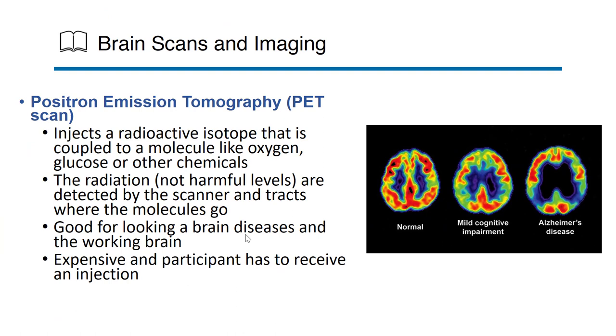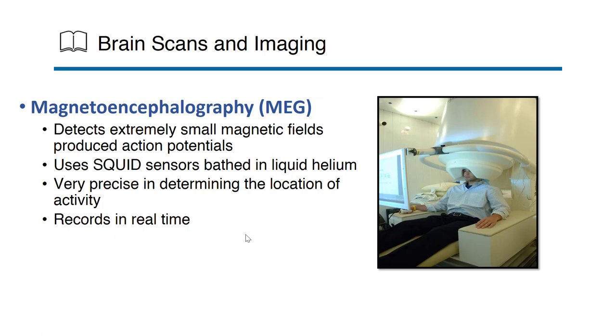And people do use PET scans to look at what areas of the brain light up with different components of language. This is kind of a newer scan. It's been around a little while, but people don't talk about it much. But it's really kind of interesting. Called a MEG scan, magnetoencephalography. Try saying that 3 times fast.